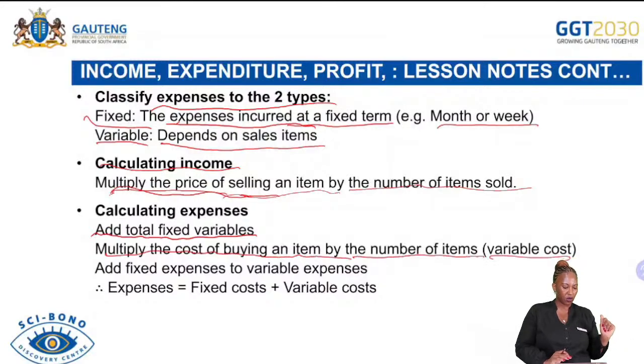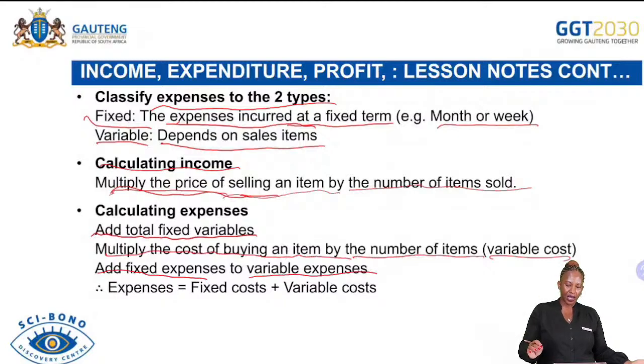We have that fixed amount of money. I know that 200 rand is for delivery. It's compulsory that I will pay. And then the items I'm buying will depend on the number of items that I am buying, and then it will become a variable cost. After that, I add the fixed expenses to the variable expenses. Remember, I said my fixed expenses is 200 rand. And my variable expenses are the number of loaves that I bought. If I bought 3 loaves, it's 15 rand.